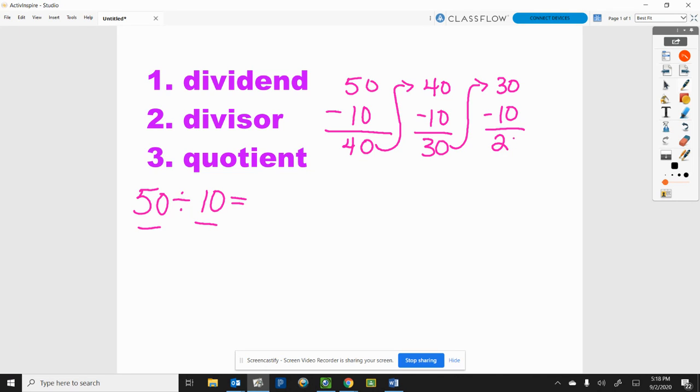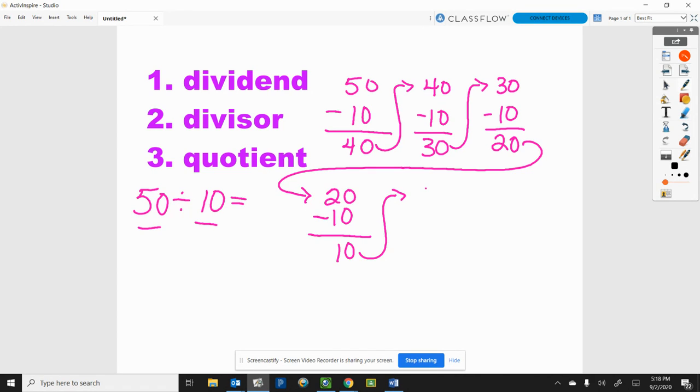Now on your paper sometimes you'll realize, oh my goodness, I ran out of room. So you're just going to have to bring that number down to the next line and continue subtracting that divisor. 20 take away 10 is 10. I have 10 take away 10 and I end up with 0.